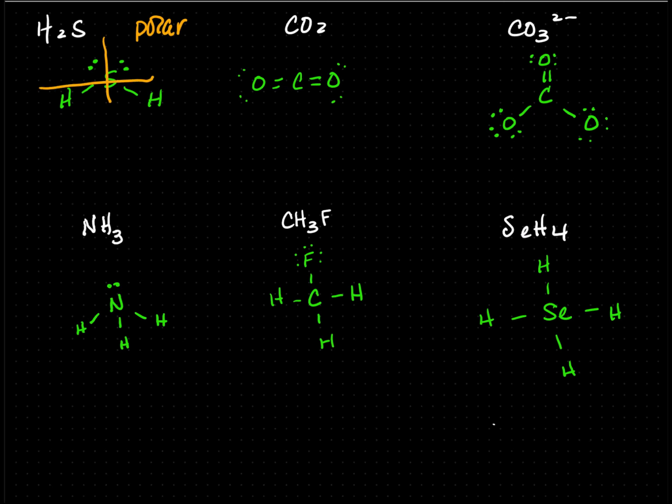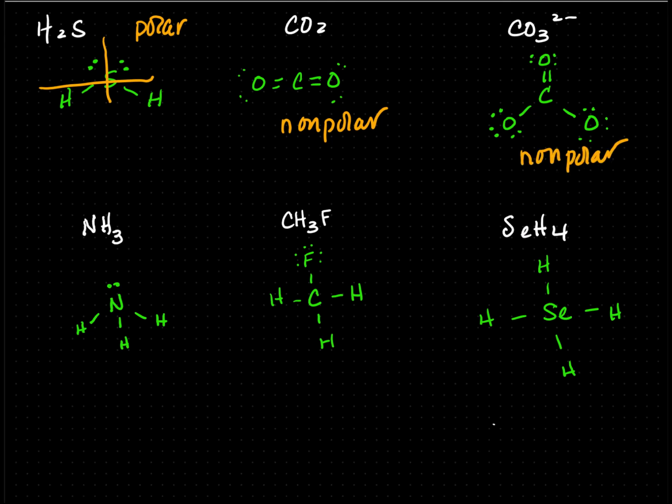CO2, if I look at my central atom, it is surrounded by two oxygens, which are symmetrical. So the outside is symmetrical. The central atom has no lone pairs. Therefore, this is nonpolar. CO3, we're going to look at the central atom. It is symmetrical. All the surrounding atoms are oxygen, and there's no lone pairs around C, so this is also nonpolar.